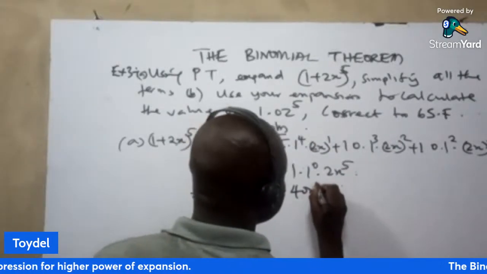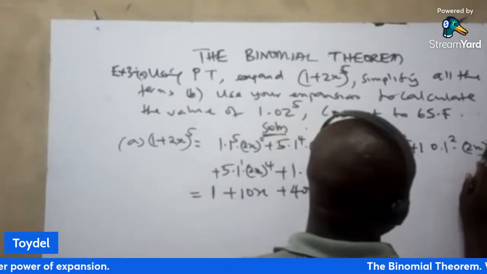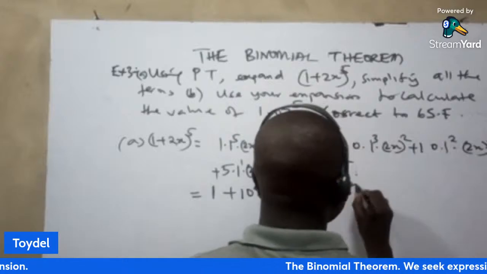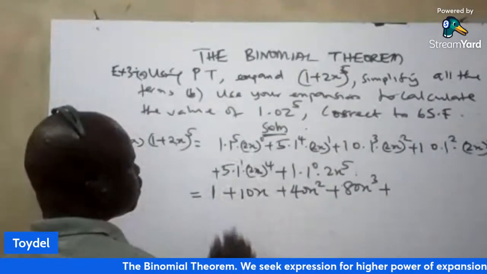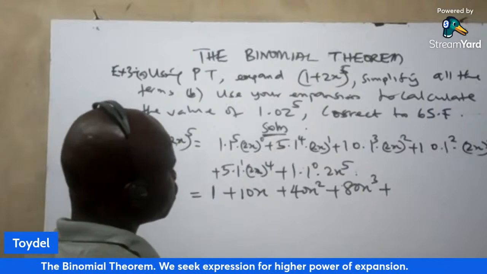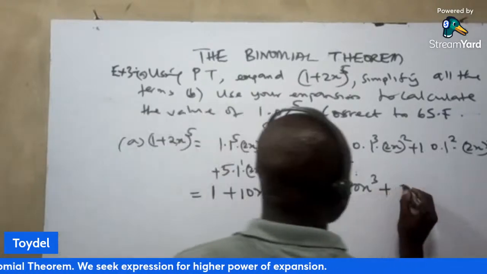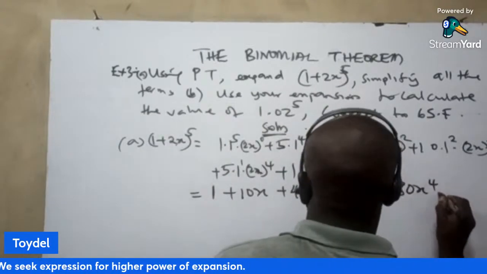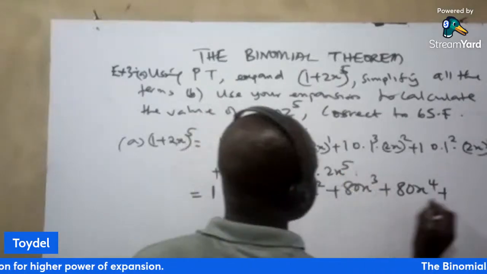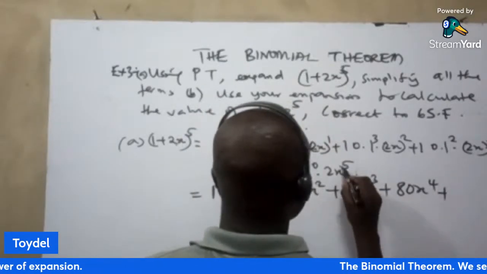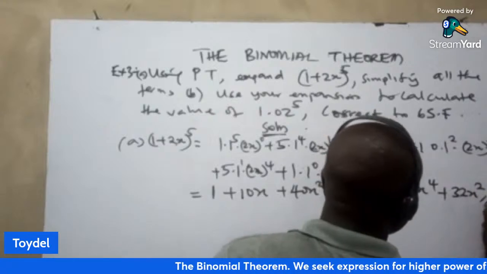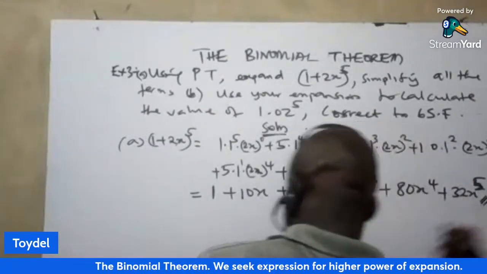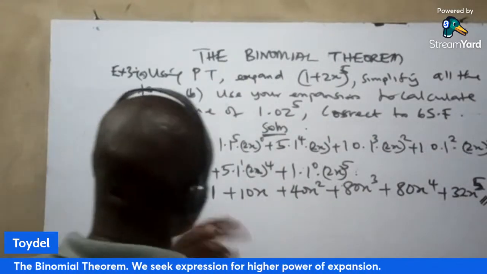We have 40x squared, plus, in this case, 2 in 3 places is 8. 8 times 10, that is 80x cubed. Then plus 2 in 4 places, that's 2 times 2, 4 times 4, 16. 16 times 5 is 80. We have 80x to the power 4. Then plus 2 raised to power 5, x raised to power 5, that will be 32x to the power 5, and that is the expansion. That is the expression that we are going to get.